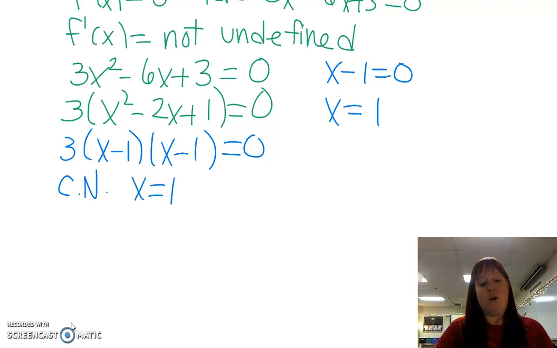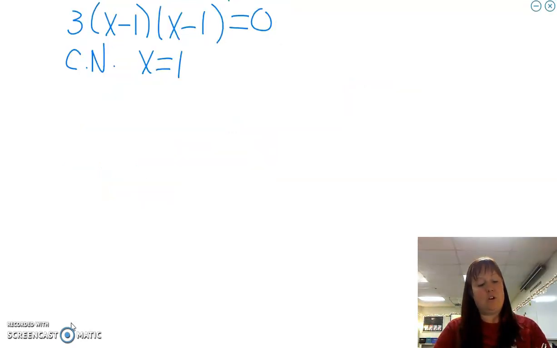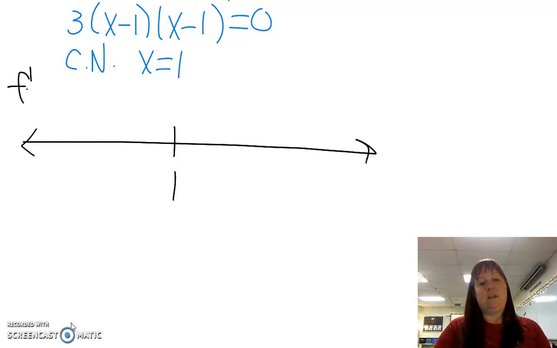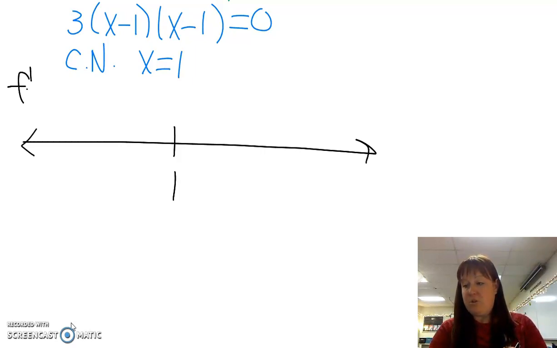So now we have to figure out what's going on with f prime at our critical number and any domain restrictions. But we don't have any domain restrictions. So really, our f prime number line is going to be really simple. We just need to find out what's going on at x equals 1 before and after x equals 1. So again, I'm going to rewrite my f prime so that we remember it here. We're trying to figure out what's going on with f prime. That's why it's our f prime number line.